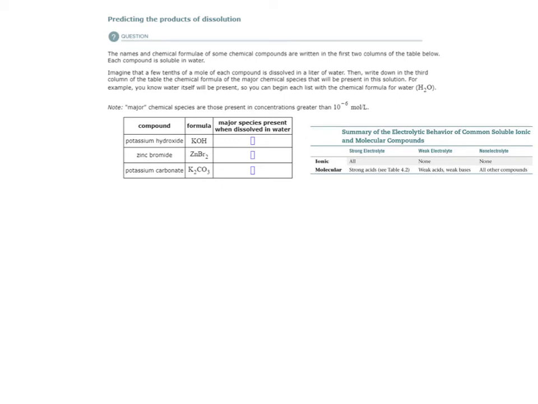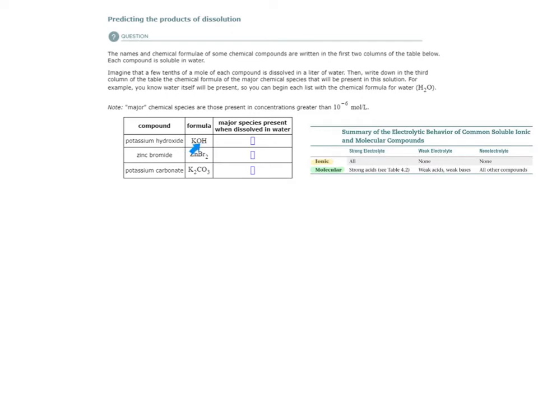Okay, here's example 2. Again, we are looking at our compounds and trying to decide what major species would be present when dissolved in water. So, what we need to check is if we have ionic compounds or if we have molecular compounds. So, potassium hydroxide. When I look here at the chemical formula, I see that potassium is a metal.